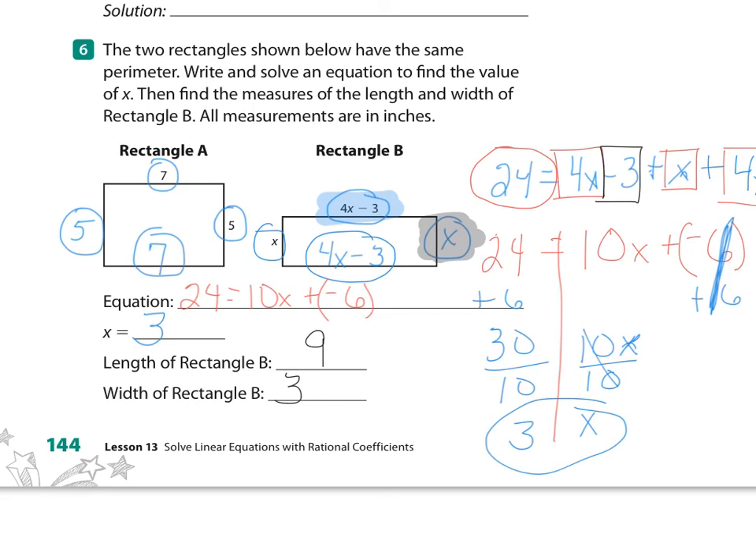And if I want to check my work, I can go back to rectangle B to say, if this side is 9, this side is 3, this bottom side is equal to its side opposite, which is 9, and this side over here is 3. If I add up those four numbers, 3 plus 9 is 12, plus 3 more is 15, plus 9 more is 24. So rectangle B has a perimeter of 24. Rectangle A had a perimeter of 24. They are equal.